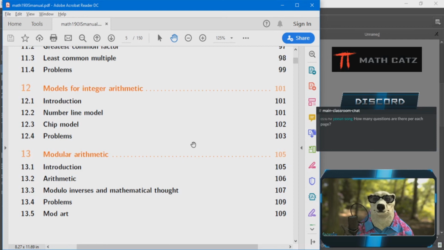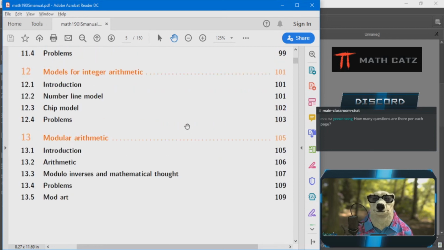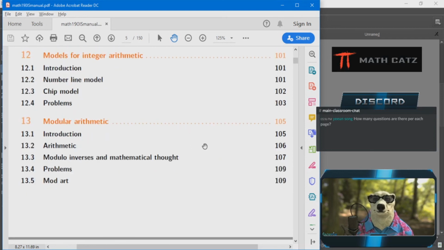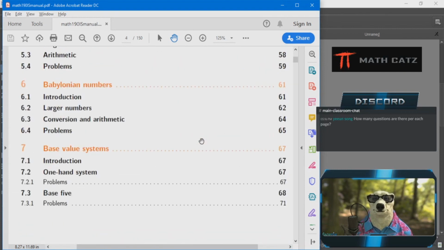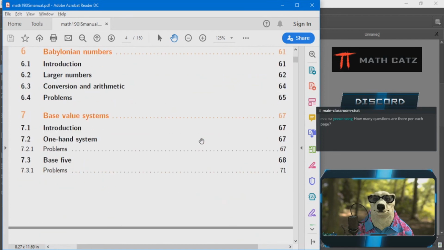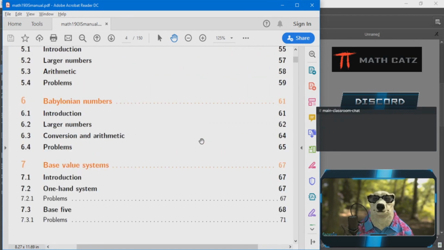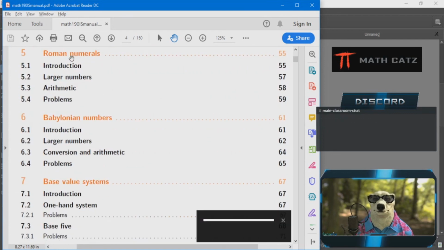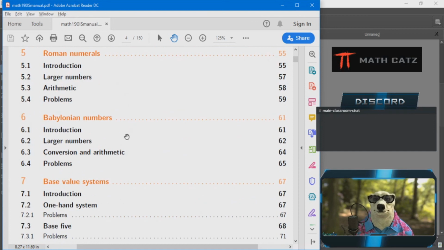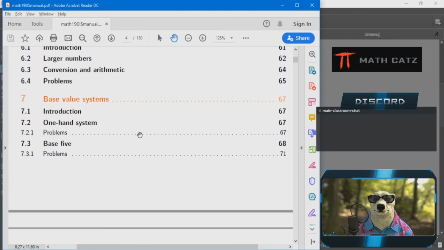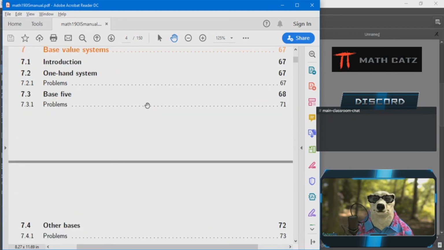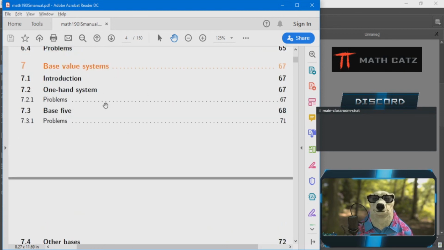Let me just, before I forget. Oh no, that was with fractions. Never mind. Sorry, Stephen. Quiz 2 is the numeration systems up to chapter 7. So it is Roman conversions, Babylonian conversions, Roman Babylonian arithmetic, then other bases conversion, other bases arithmetic.